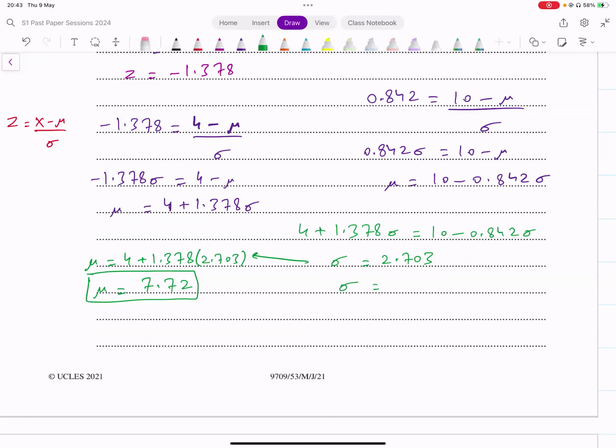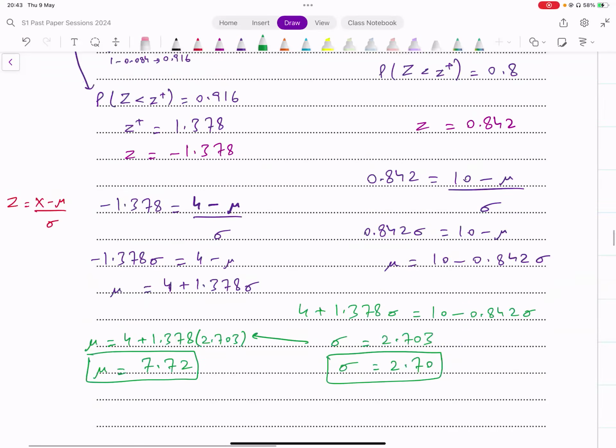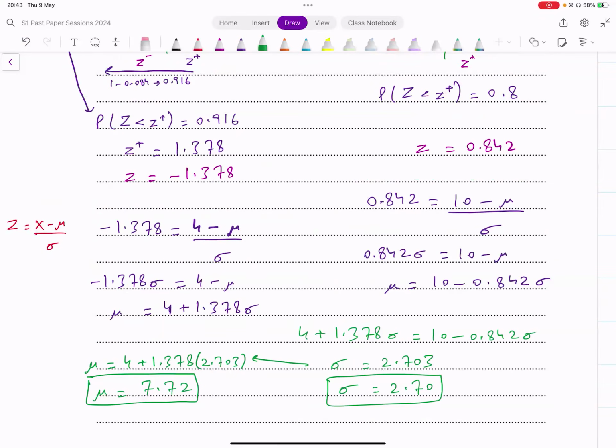This becomes 2.70. We've got the values for mean and standard deviation. And that's what we were looking for. Okay, that's the first part. That's just a standard application of inverse normal. Let's look at the second part now.